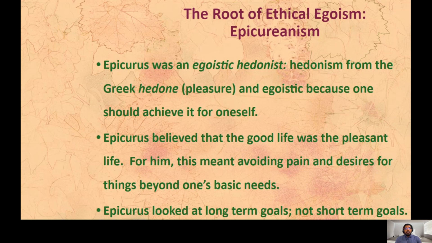Now, ethical egoism accepts this hedonistic principle, namely, what matters most in life is happiness. In fact, happiness is an intrinsic moral value. By intrinsic, what we mean is that it is a value on its own merit. It is not dependent on any other value to be a value. So that is why it is intrinsic. It is not an extrinsic moral value. Now, Epicureanism serves as the basis or the root of ethical egoism.